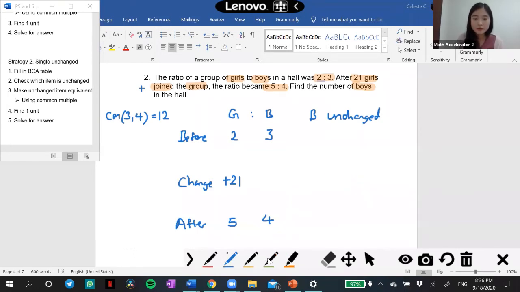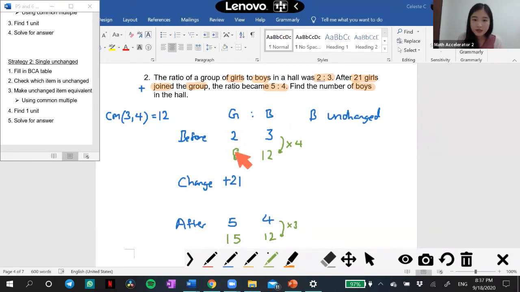Alright, so multiply it to get 12: 4 times 3 to get 12. And remember the entire set of ratio: 2 times 4, 8; 5 times 3, 15. Okay, now you have your equivalent ratio. Right, you can compare.